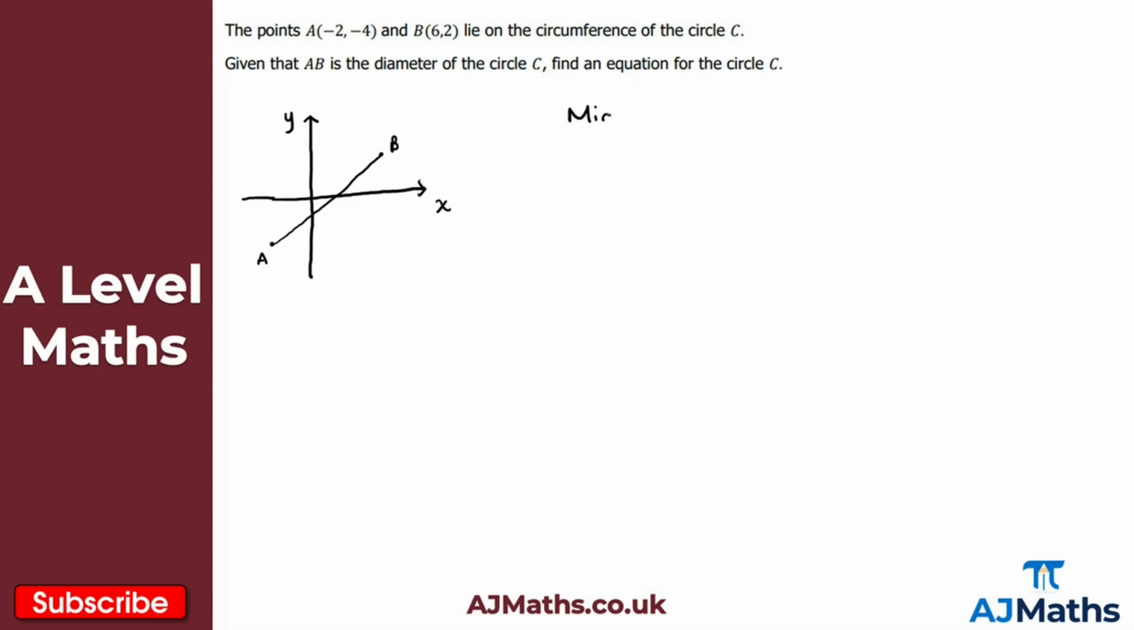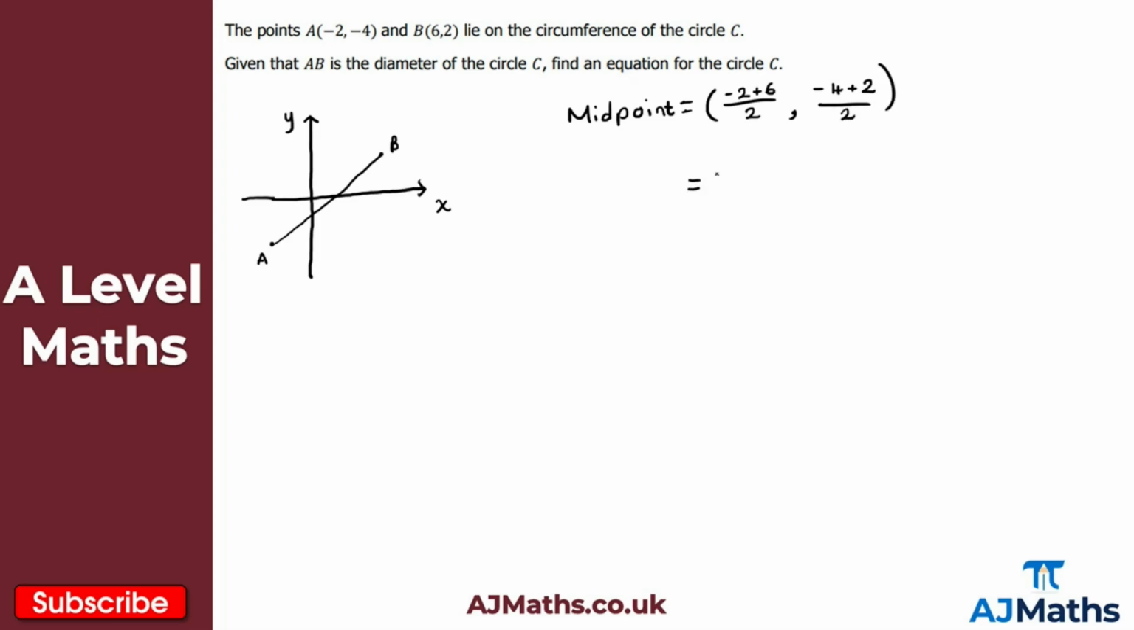For the midpoint, we're finding the midpoint of this straight line. So I'm going to average the x coordinates, and then do the same with the y coordinates. So the midpoint will be equal to -2 plus 6 divided by 2, and then -4 plus 2, again we just average that, so divided by 2.